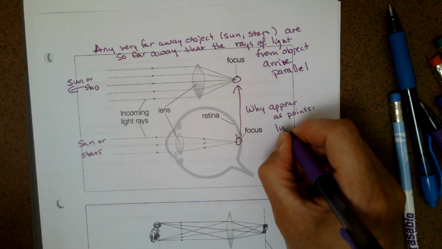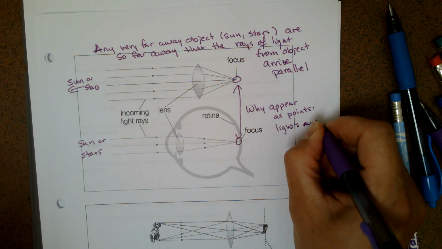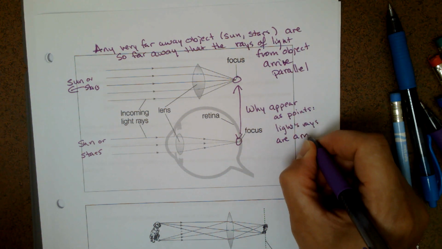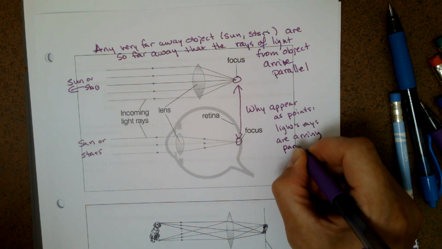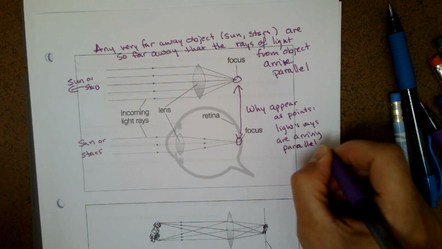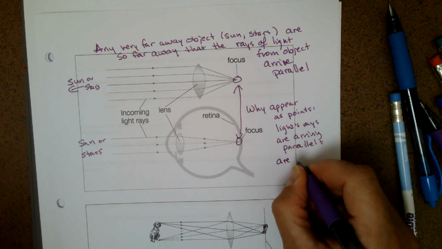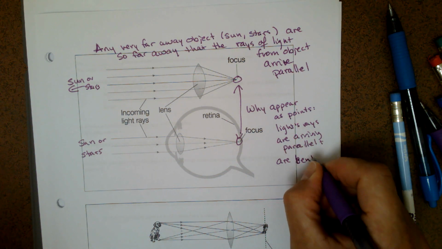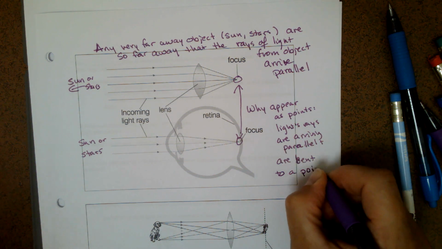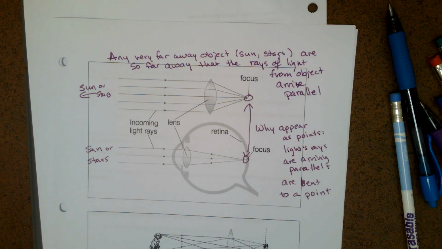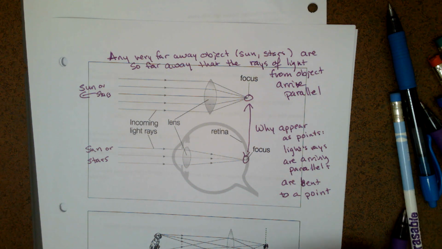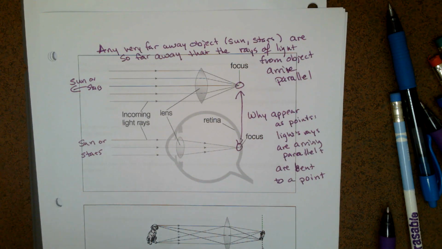The light's rays are arriving parallel and are bent to a point in your eye. It happens if you have perfect vision. I do not. But if I did, it would appear that way. So instead I get nice fuzzy stars. If I take my glasses off, let's be real, I see fuzzy everything, I'm blind as a bat.